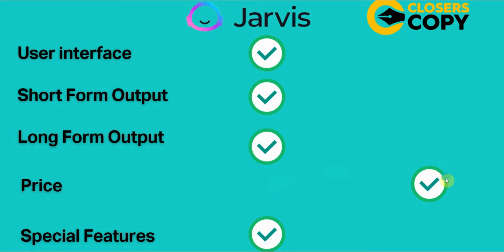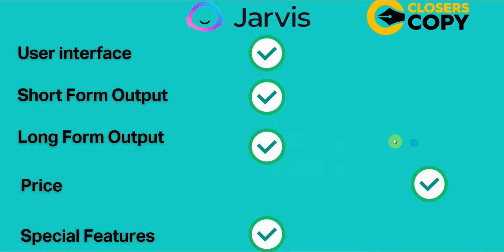Versus, I think this is like $29 or $30 for unlimited use, right? Oh, sorry, this is about 200 something. I have to check the price, right? But you can buy this one time and be done. So value for money, I think ClosersCopy wins in that regard. But when it comes to just sheer quality alone, Jarvis wins in that regard. So I hope this is clear.